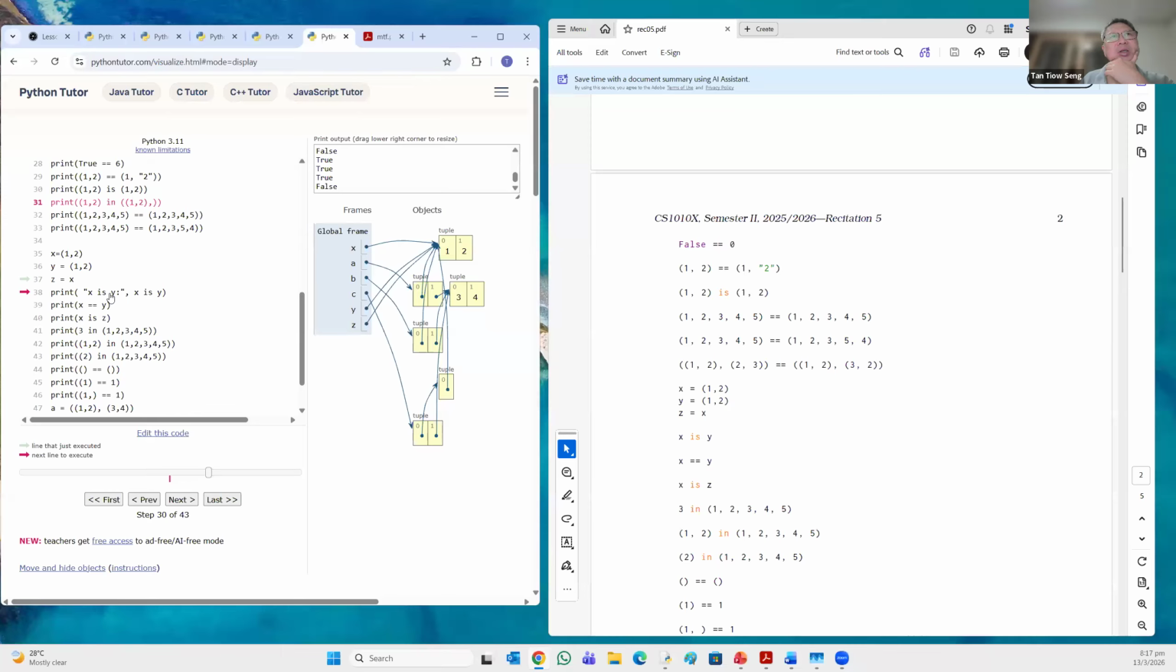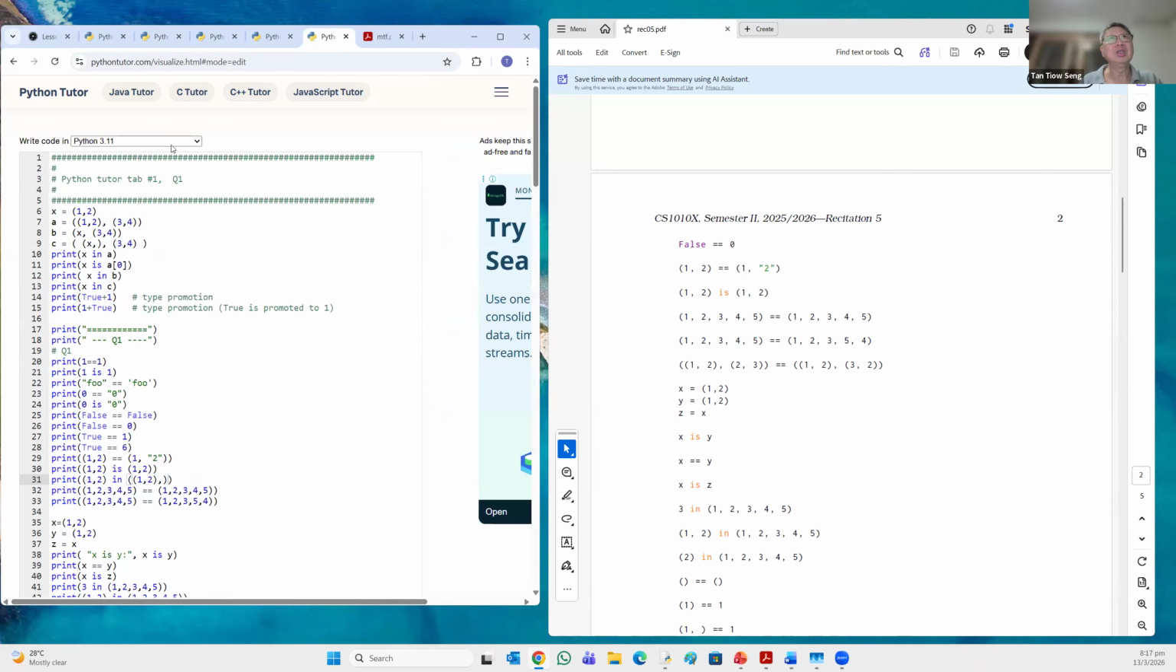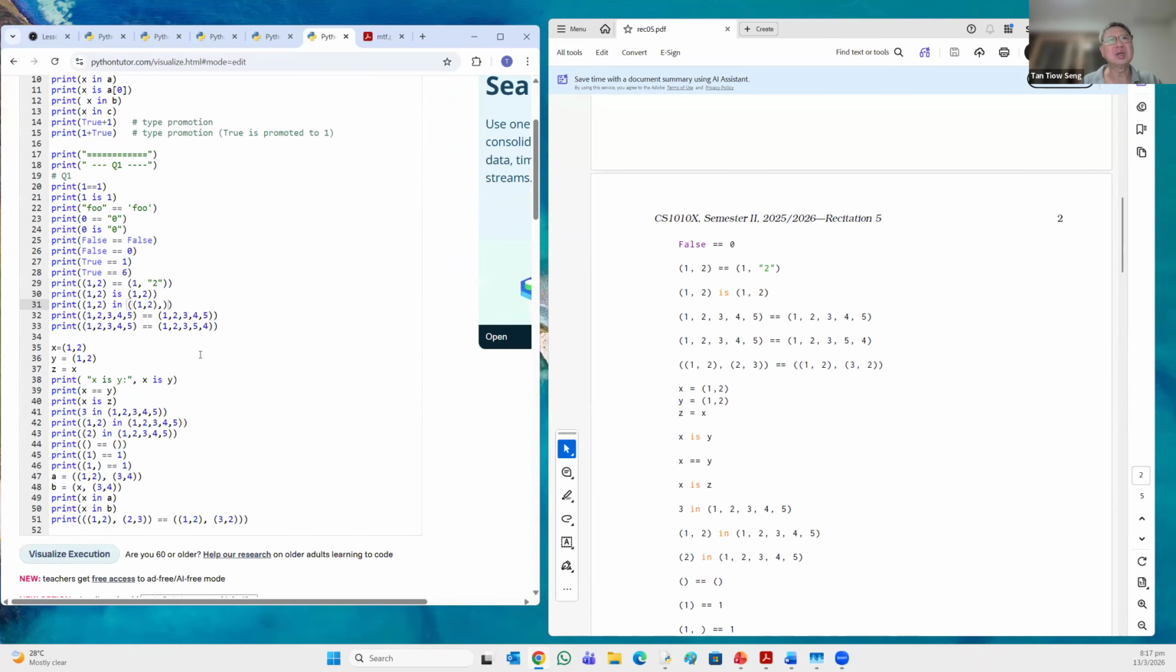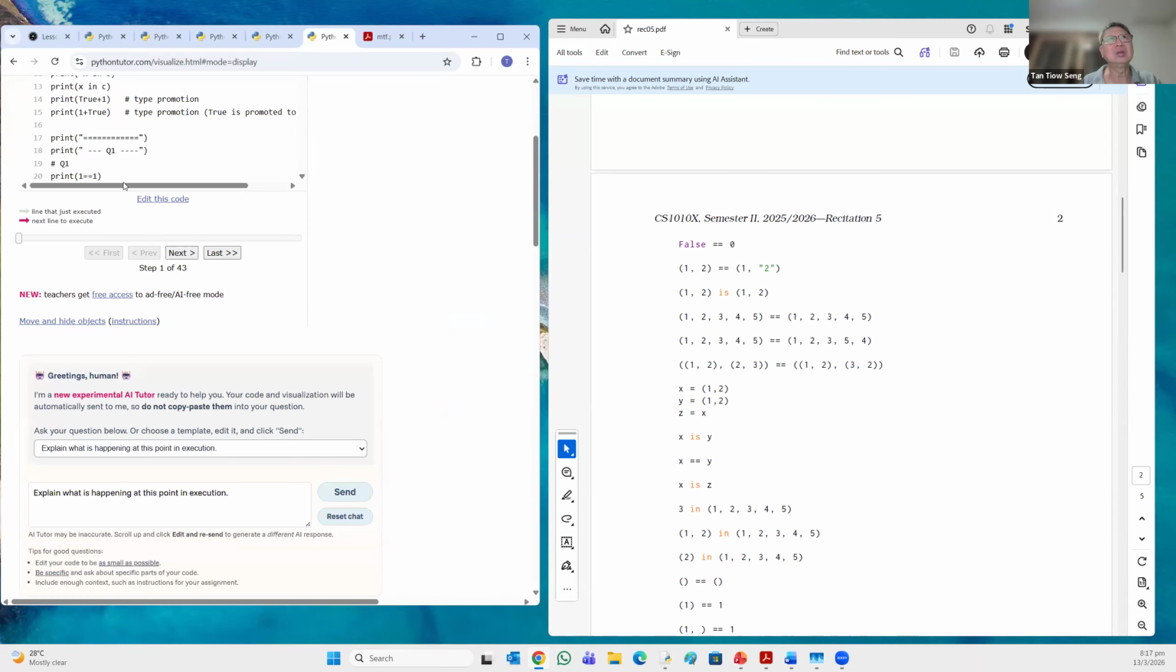X is Y. False. This is X is 1, 2. Y is also the same 1, 2. Why? Oh, then true. I think this is the same as the case just now. If you change this to 3.6, it will be different.